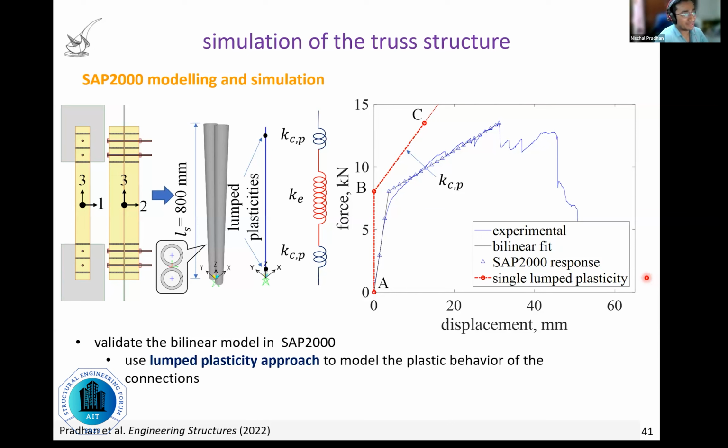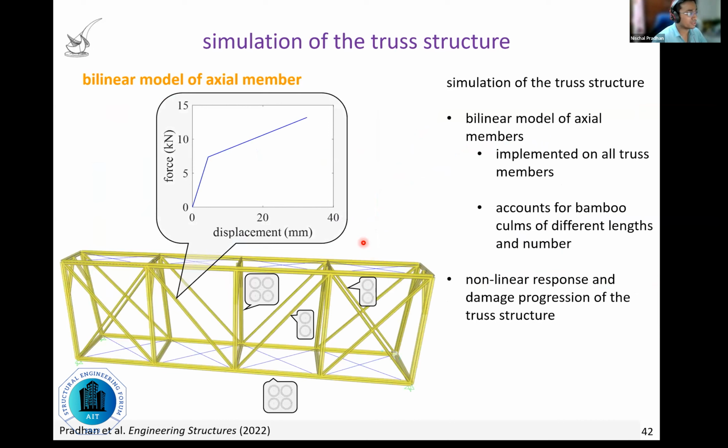Once we have validated the performance of a single axial member, we now extend the model to the response of bamboo culms or the axial members of the rest of the members of the bridge. The model accounts for bamboo culms of different number, two bamboo culms or 4 bamboo culms, and also bamboo culms of different length. Now the idea is by incorporating this model into every single element of the bridge, we can try to model the nonlinear response and damage progression of the truss structure.